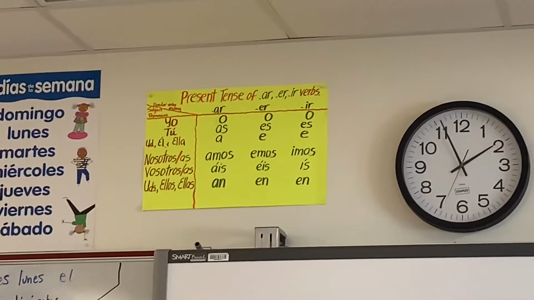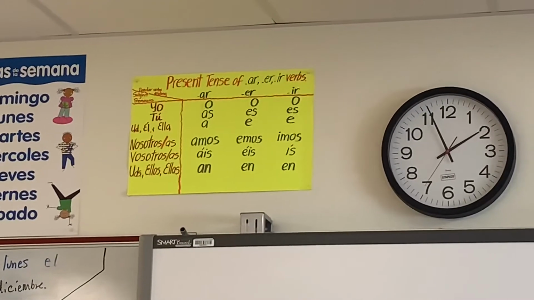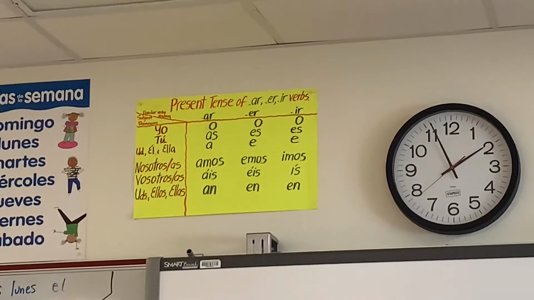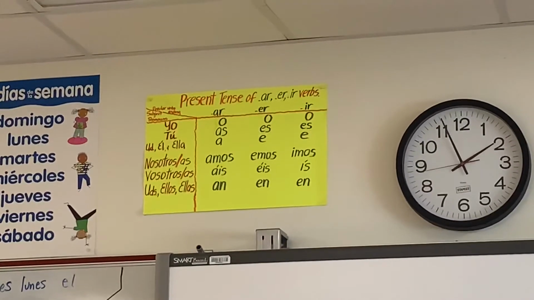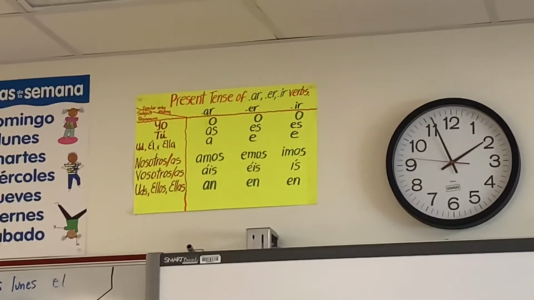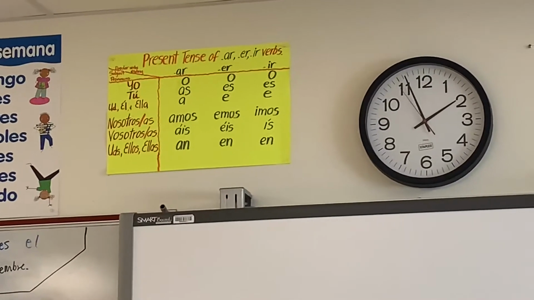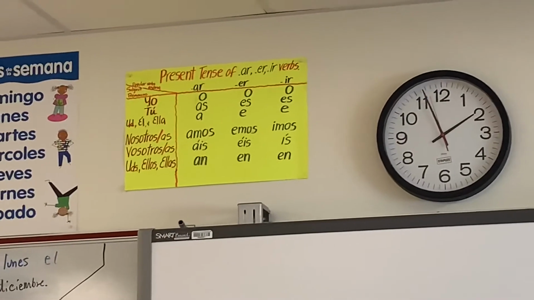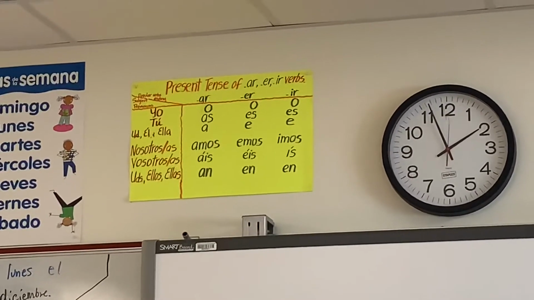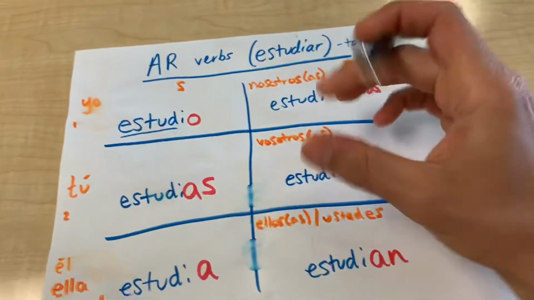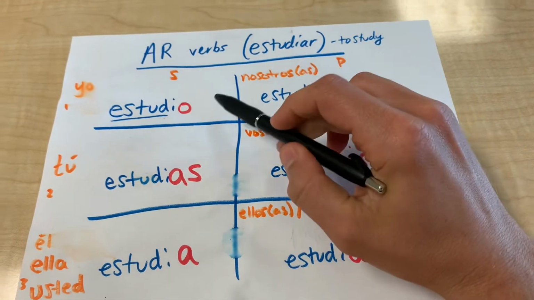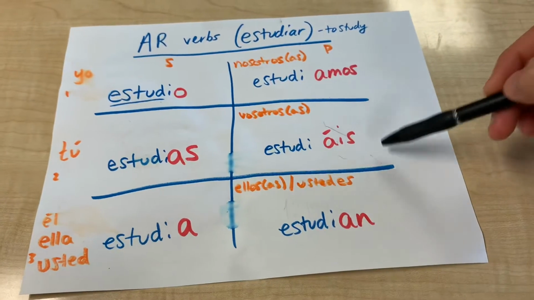So we have the yo form as O, tu form as as, usted, él, and ella form as a, nosotros, nosotras form as amos, vosotros and vosotras form ais is the ending. Ustedes, ellos, and ellas form is an ending, okay? So what does that mean? That means that after we've taken off the AR from estudiar, we replace it with that o, as, a, amos, ais, and an.